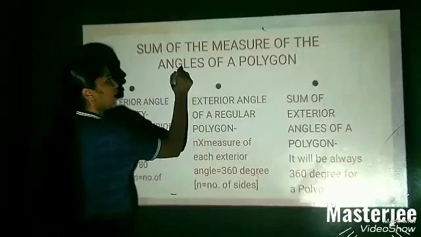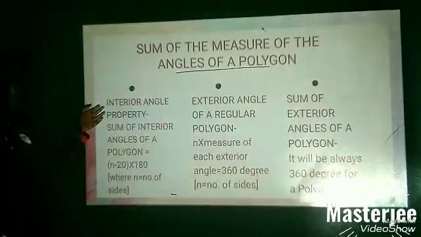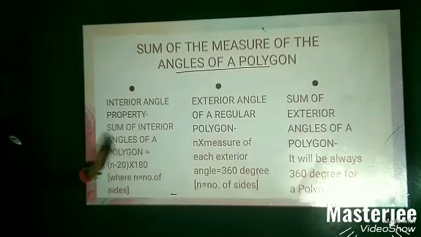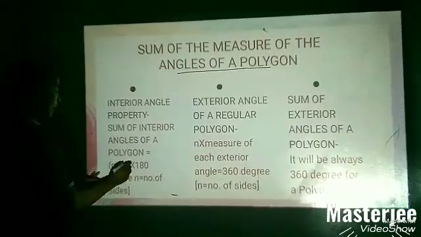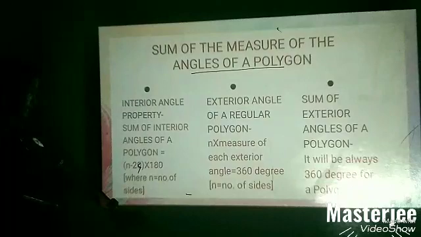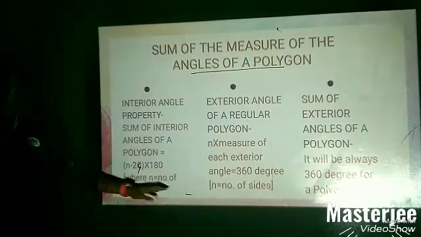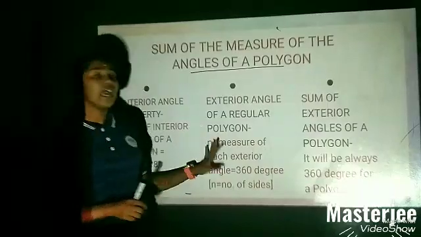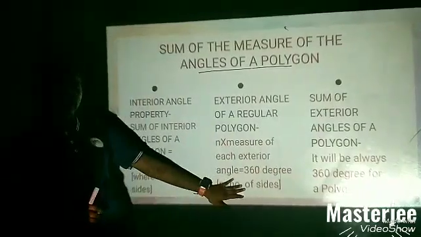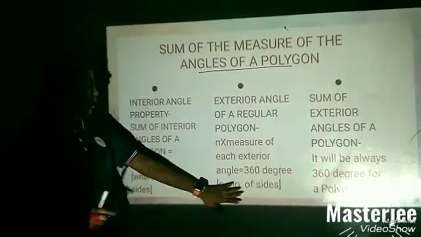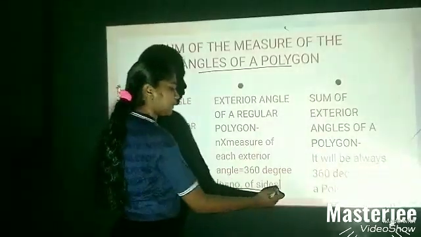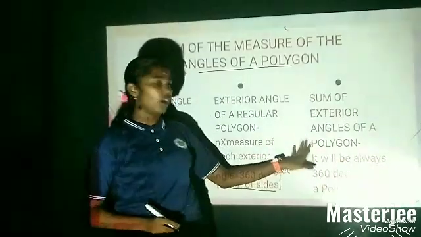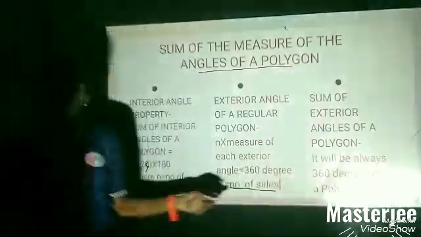Sum of measures of angles of a polygon. Interior angle property: the sum of interior angles of a polygon is equal to (n minus 2) into 180 degrees, where n is the number of sides. For an exterior angle of a regular polygon, n into the measure of each exterior angle is equal to 360 degrees. Here n is the number of sides. The sum of exterior angles of a polygon is always equal to 360 degrees.